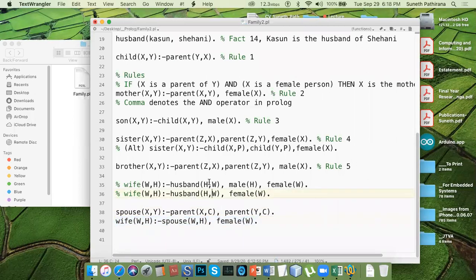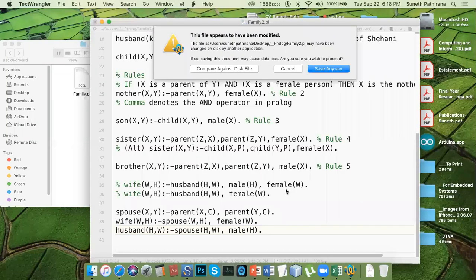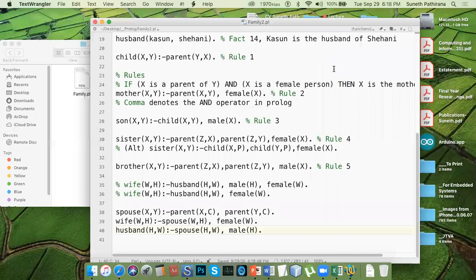So if you follow this manner, very easily you can define the husband relationship. So the husband relationship, according to this scenario, is the if-then case. Again, you can copy this. So husband is going to be a spouse for W or wife, and this person, husband, is going to be a male person.